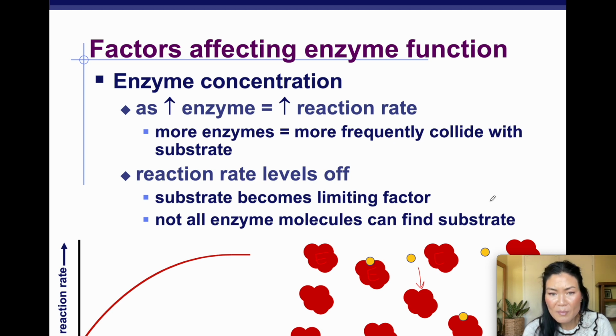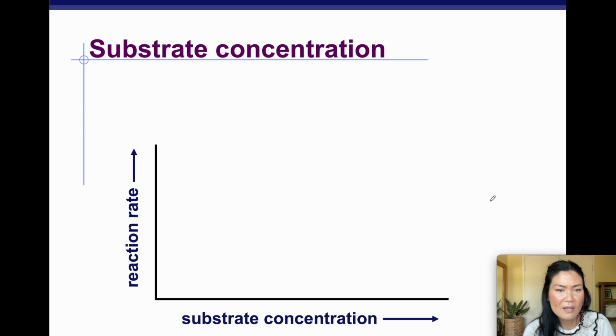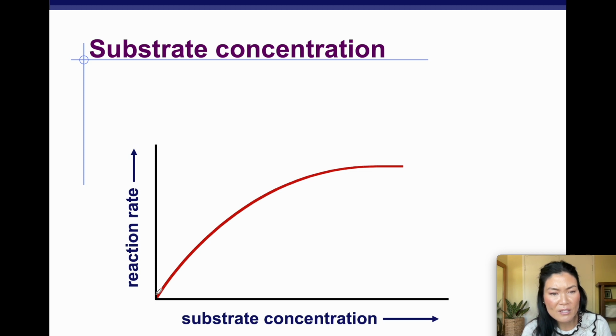So not all enzyme molecules can find the substrate, because you're going to run out of work to do. Okay, let's talk about substrate concentration. If we increase the amount of substrate reactant, the reaction rate is going to increase, because there's a higher chance of collision with the enzyme. But then at a certain point, the rate just levels off. And so why is that?